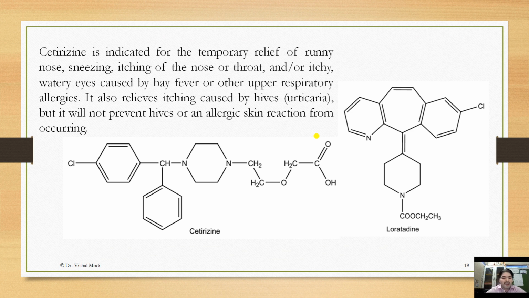Cetirizine, generally we all know about cetirizine, and we generally use it in sickness or runny nose conditions. So, it is indicated for the temporary relief of runny nose, sneezing, itching of the nose or throat, and itchy watery eyes caused by hay fever or other upper respiratory allergy. It also relieves itching caused by hives, meaning urticaria, but it will not prevent hives or an allergic skin reaction from occurring.